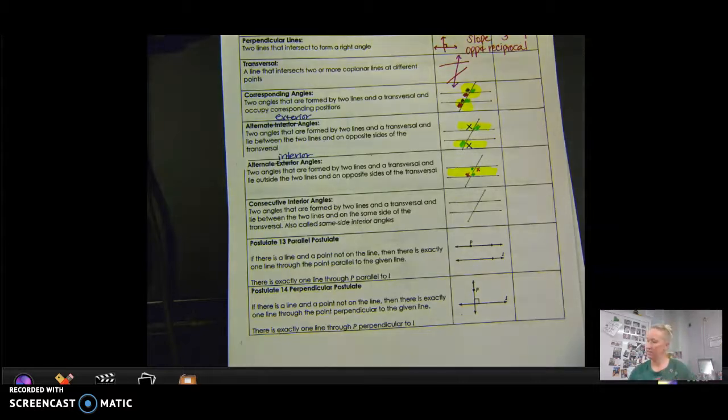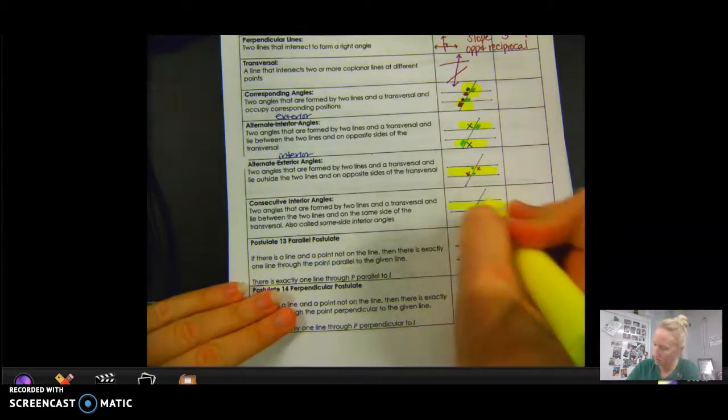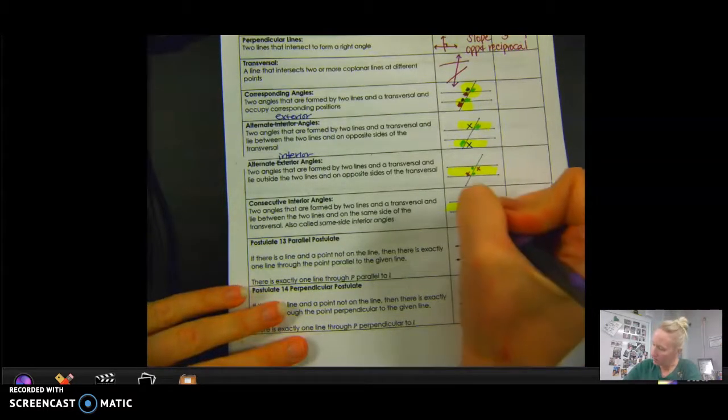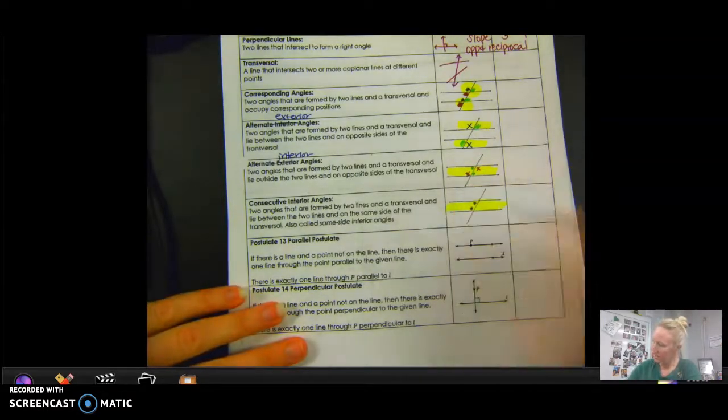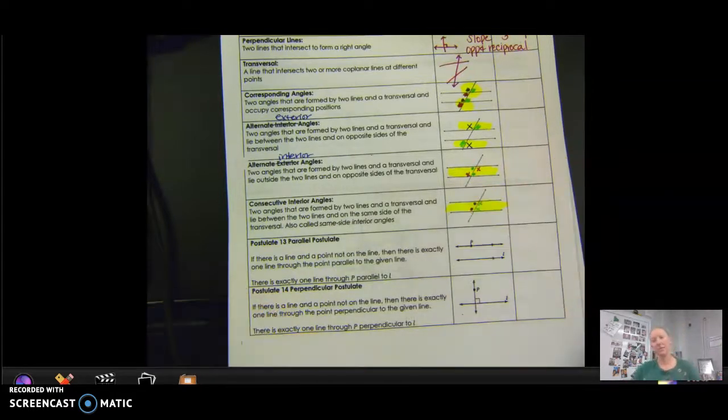Now consecutive interior. Interior means inside the two lines. Consecutive means in a row. So that would be this guy with this guy, or this guy with this guy, consecutive, in a row.